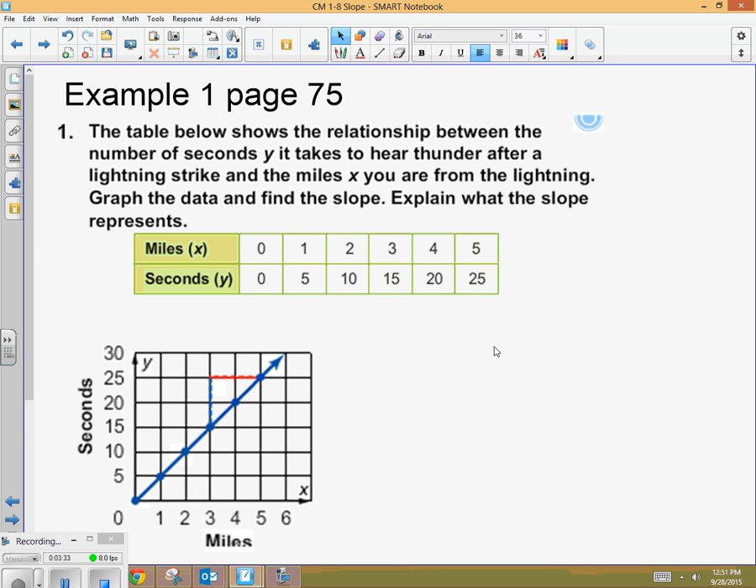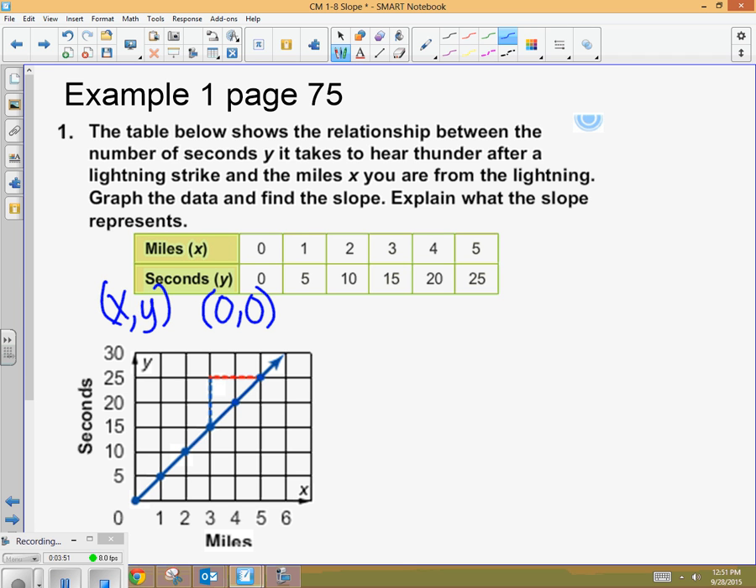Now, the question is asking us to graph the data and then find the slope. So to graph it, we would take each of these points in the table and write it as an ordered pair. So this is 0, 0. Remember, our ordered pairs are always x, then y. This point would be 1, 5, 2, 10, 3, 15, 4, 20, and 5, 25.